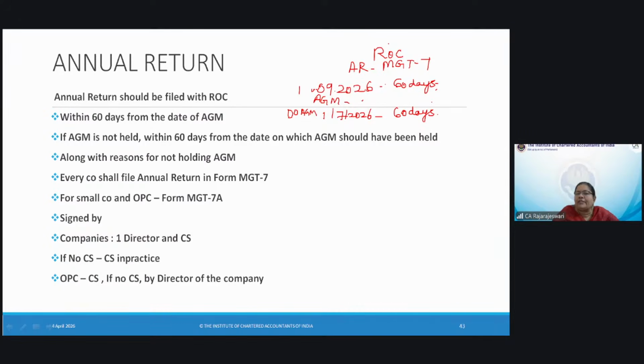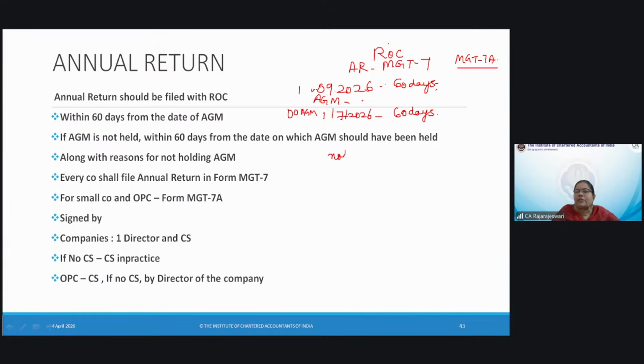For small companies and one-person companies, the format is given in MGT 7A. It is available on the internet. You can see how a company files and what details we are going to fill in. That also we will be seeing.